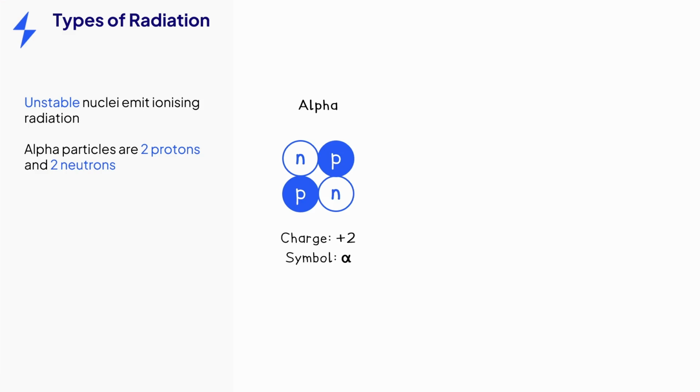Alpha particles have 2 protons and 2 neutrons. This is a helium nucleus. An alpha particle has a charge of 2, and its symbol is the Greek letter alpha.